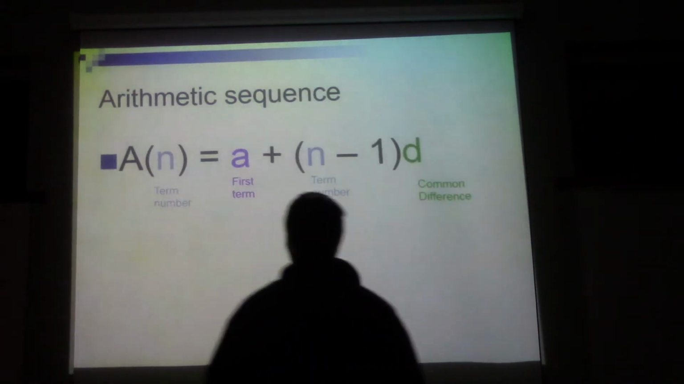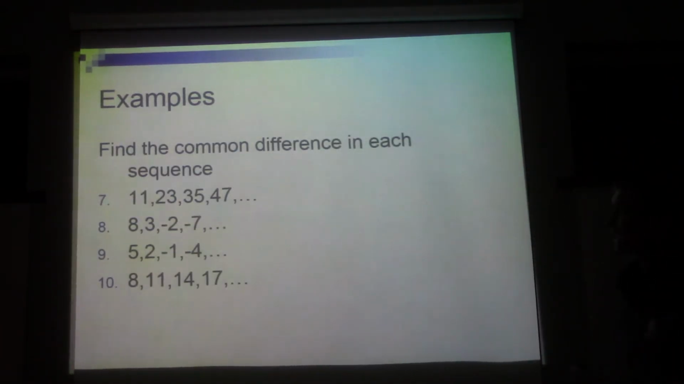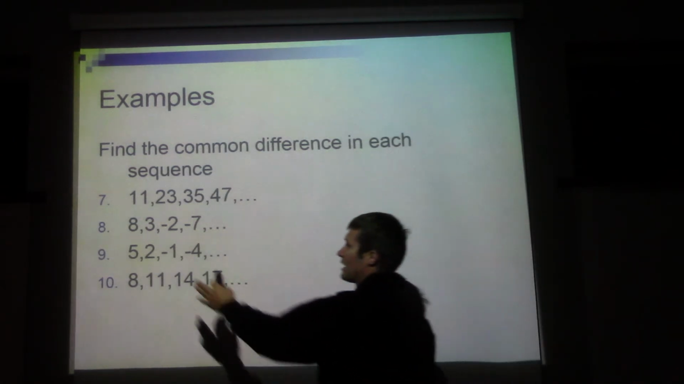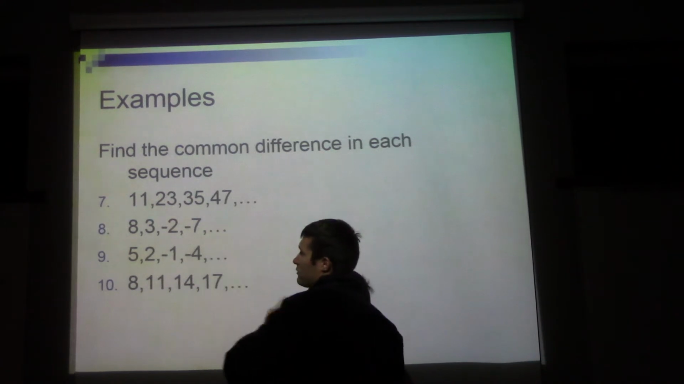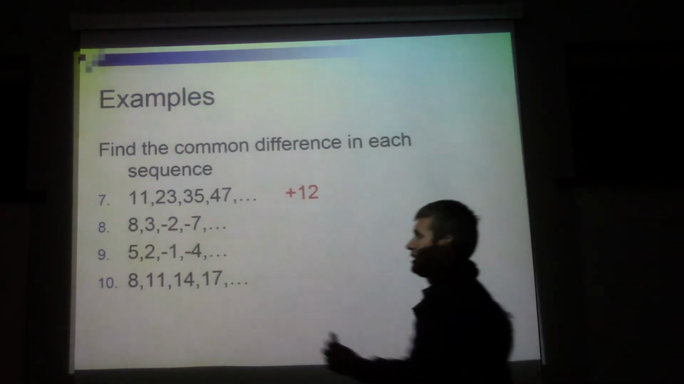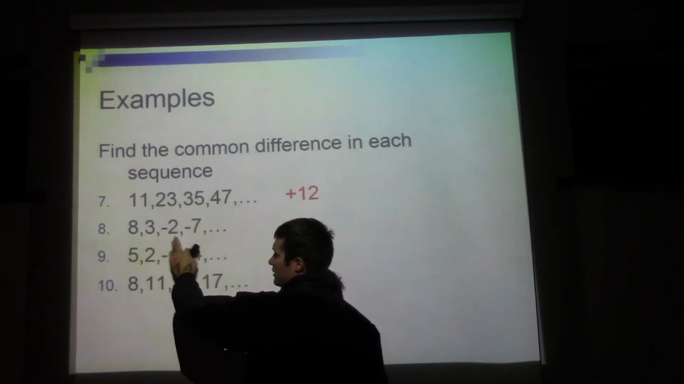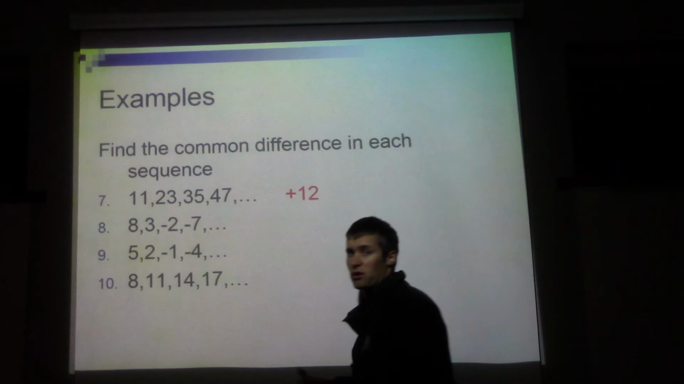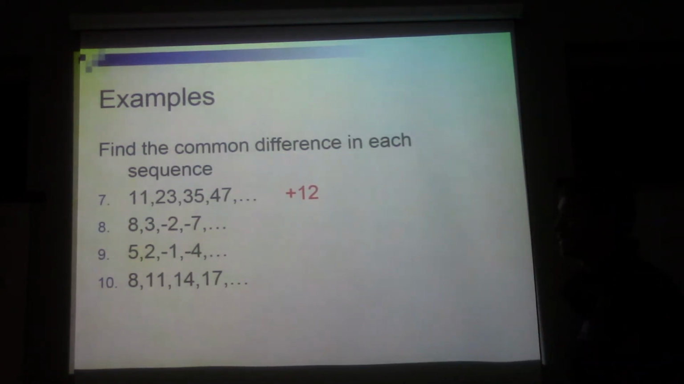So here we go. Find the common difference. What are we adding by each term? If you look at it, 11 to 23, 23 to 35, 35 to 47, we're adding 12 each time. Look at it here: you're going 8 to 3 to negative 2 to negative 7. We're going down, so it's going to be a negative number, and it's a difference of 5. So we're saying it's negative 5.